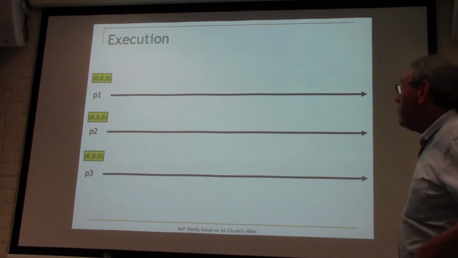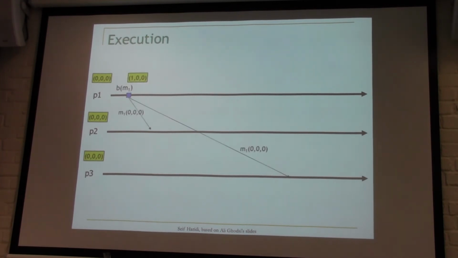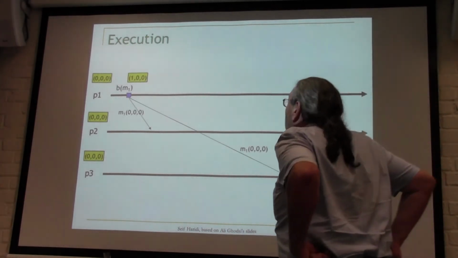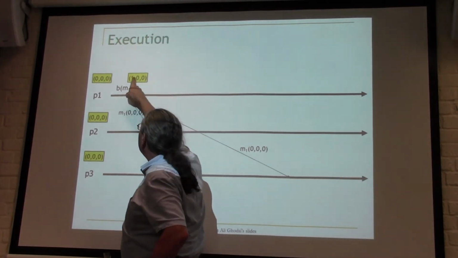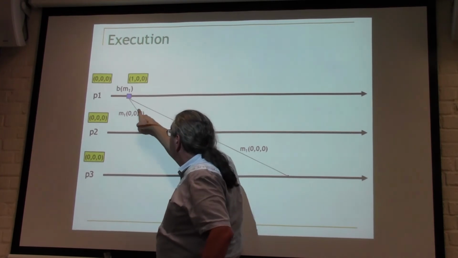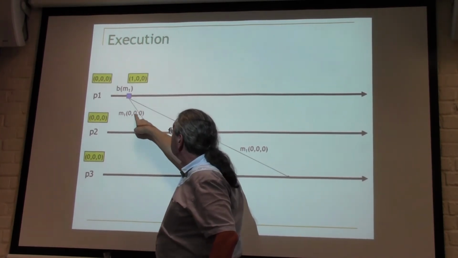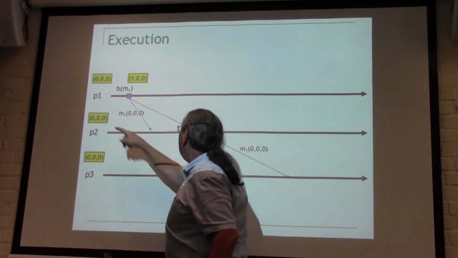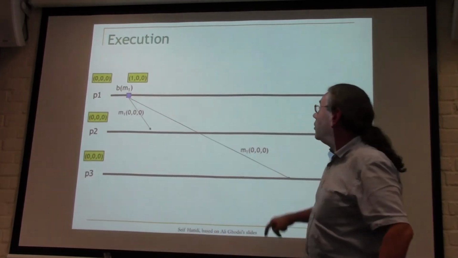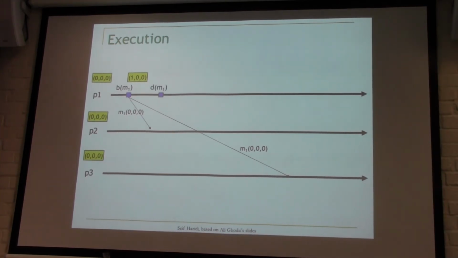Okay, so here I have three nodes. The three vector clocks are 0, 0, 0. Okay? I do a broadcast. After the broadcast, it becomes 1, 0, 0. So the piggyback is the number of causally preceding broadcasts. So it's 0, 0, 0. There's no preceding broadcasts. 0, 0, 0. Okay? See that? Okay, let's go on.